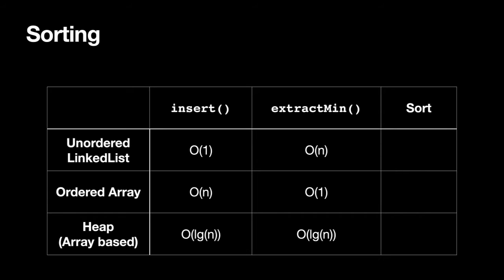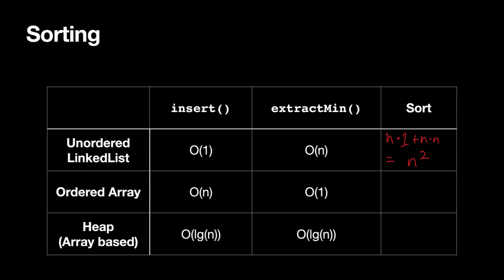First was our unordered linked list approach, and if you remember, it was really good at inserting items. It could do that in constant time, but extracting the minimum required a lot of effort. We had to go through and find the minimum value. So the sort process would require n inserts, so n times that constant time operation, and then n removes, so n times that extract min time, which is order n, so it's n squared.